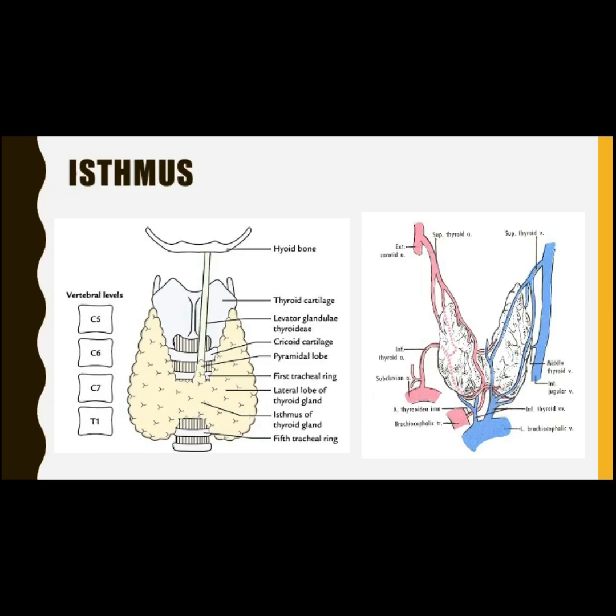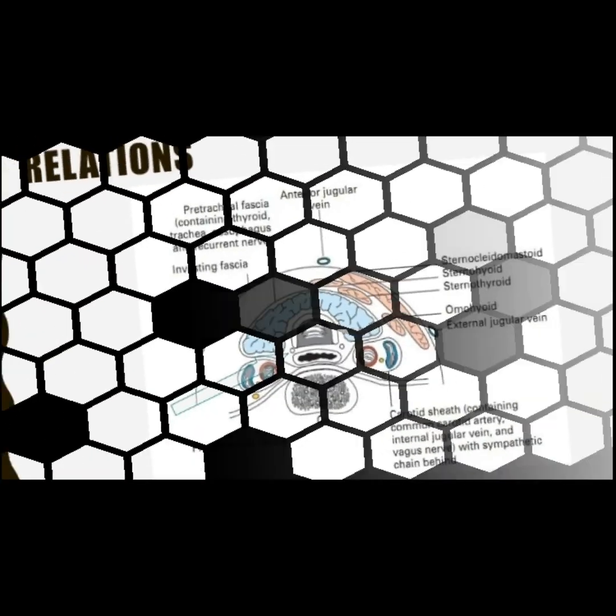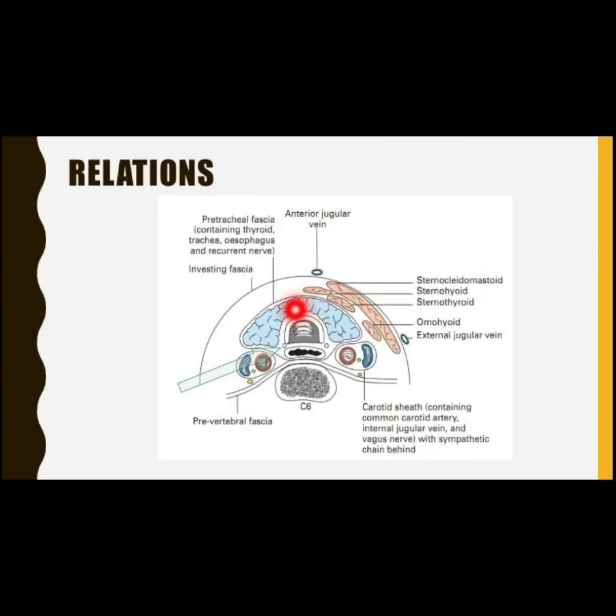Towards the posterior side, it extends up to 2nd, 3rd and 4th tracheal rings. In this picture you can see this is the isthmus. Towards its anterior border lies the sternohyoid and sternothyroid muscle.